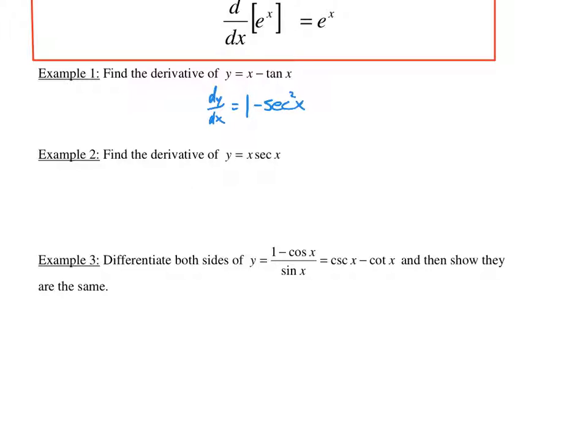Minus sine anything? Sine squared? Or secant squared? 1 plus tangent squared is secant squared. So negative, there we go. Someone got the negative. Negative tangent squared. Okay? Negative tangent squared.